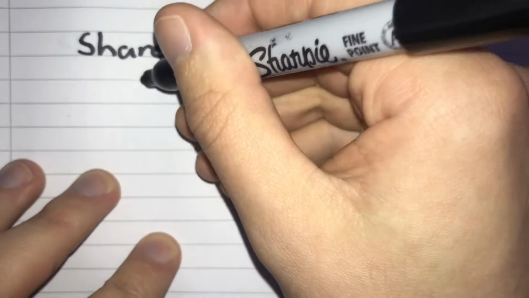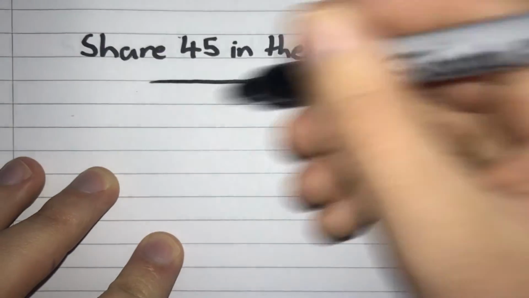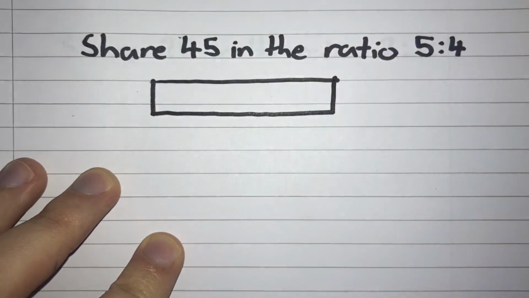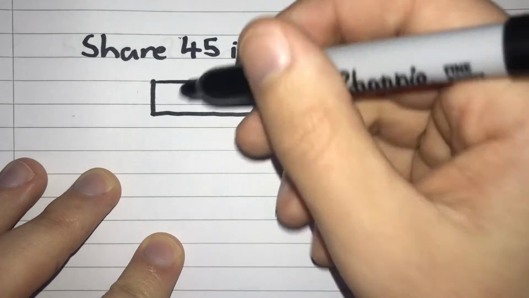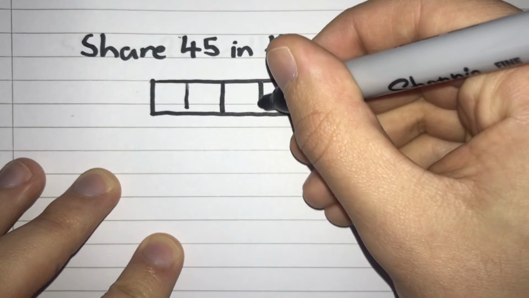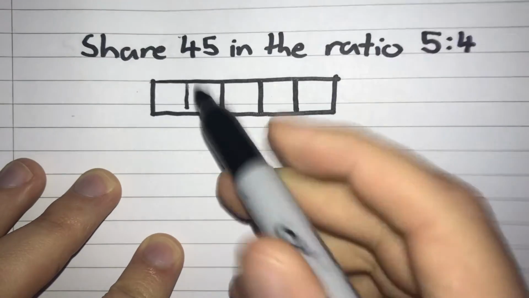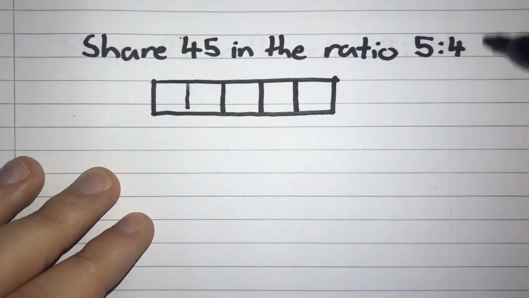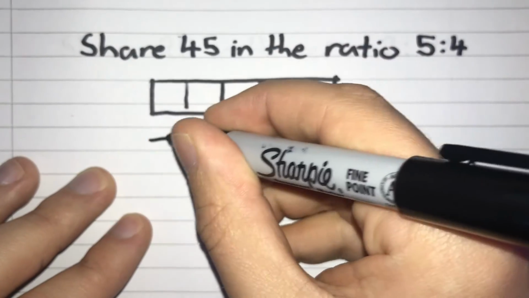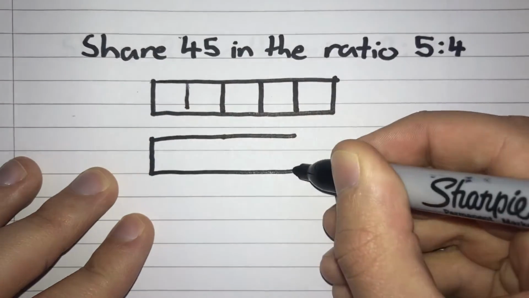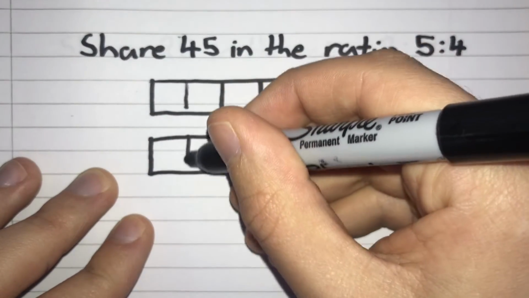So let's do the 5 one first. So this is going to be our bar, and then we want to split it up into 5 parts. So we've got this 1, 2, 3, 4, 5 parts. And now we need our bar for our 4 parts. And of course we split this one up into 4.